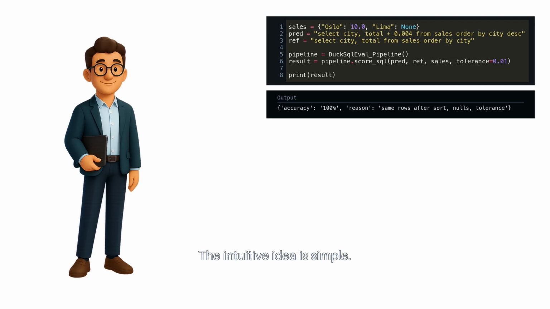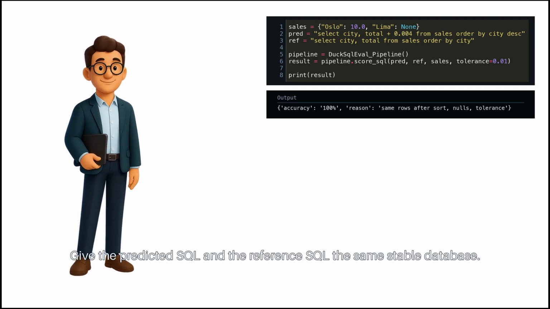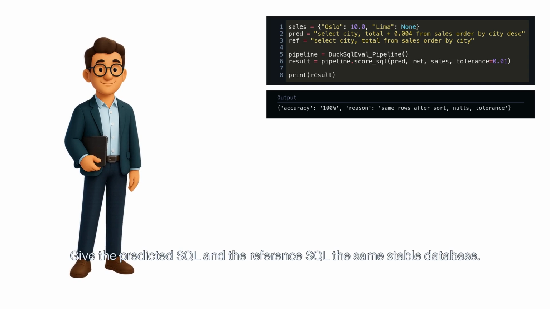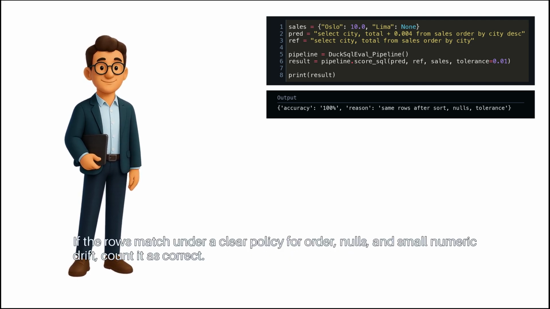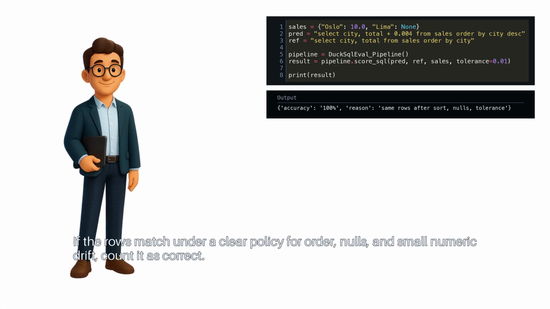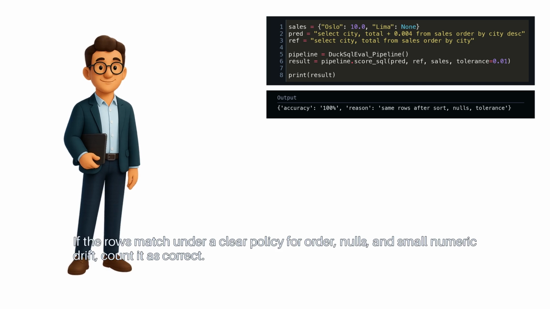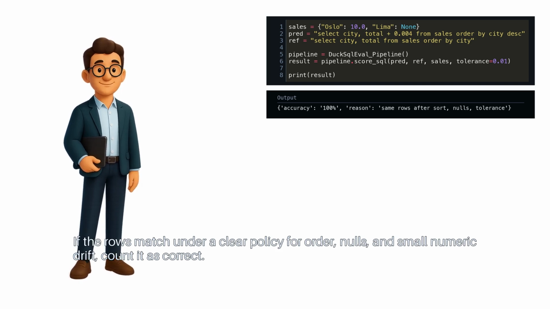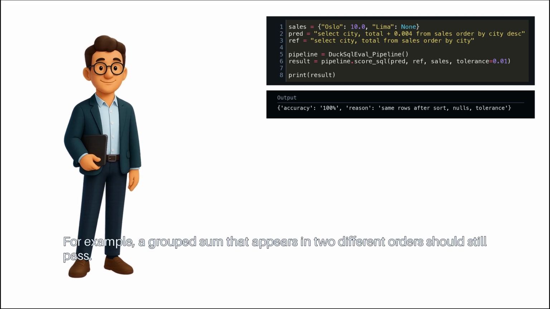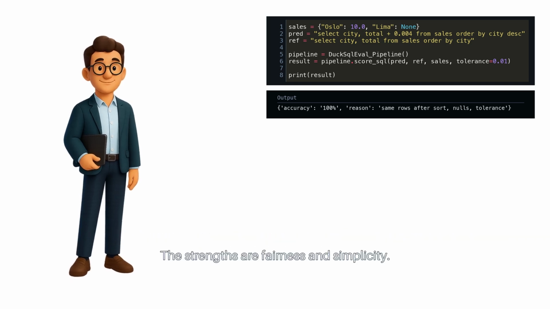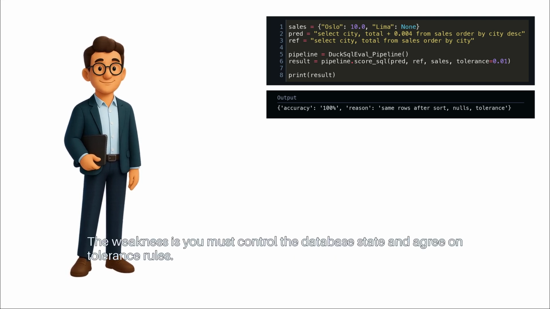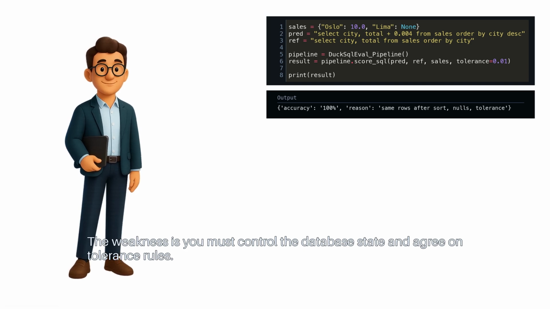The intuitive idea is simple. Give the predicted SQL and the reference SQL the same stable database. Execute both. Compare the returned rows. If the rows match under a clear policy for order, nulls, and small numeric drift, count it as correct. For example, a grouped sum that appears in two different orders should still pass. The strengths are fairness and simplicity. The weakness is you must control the database state and agree on tolerance rules.